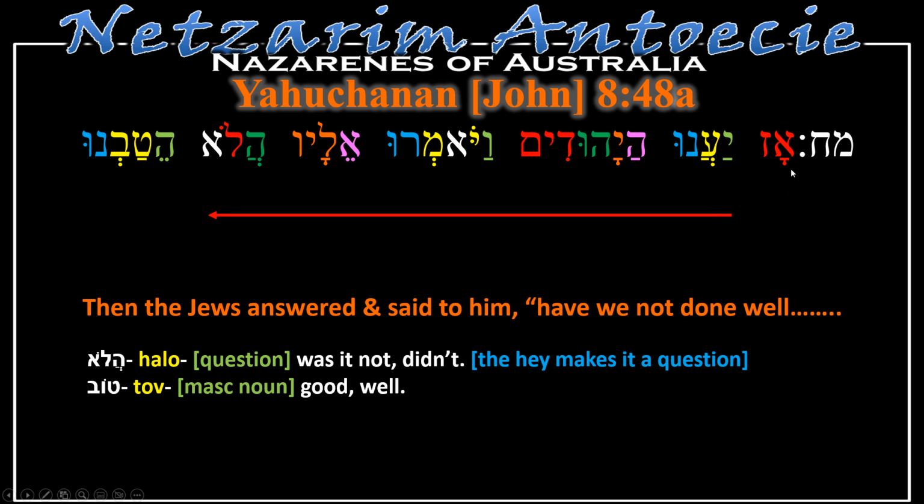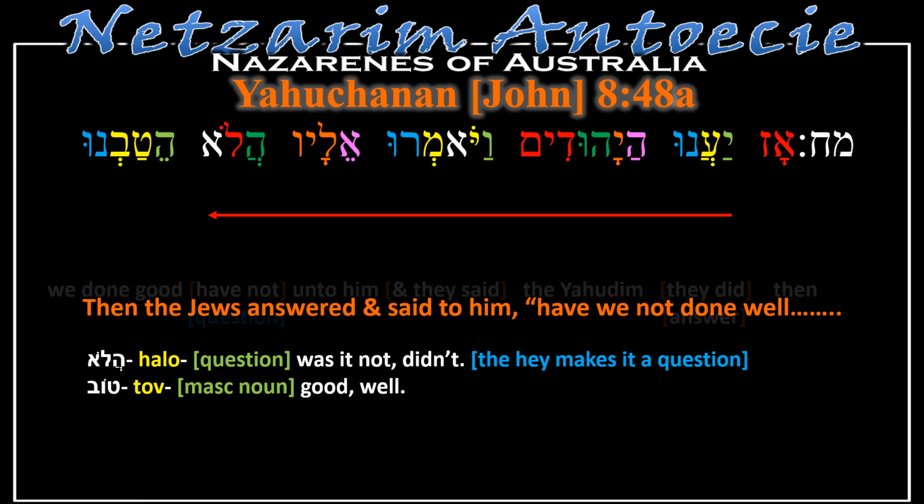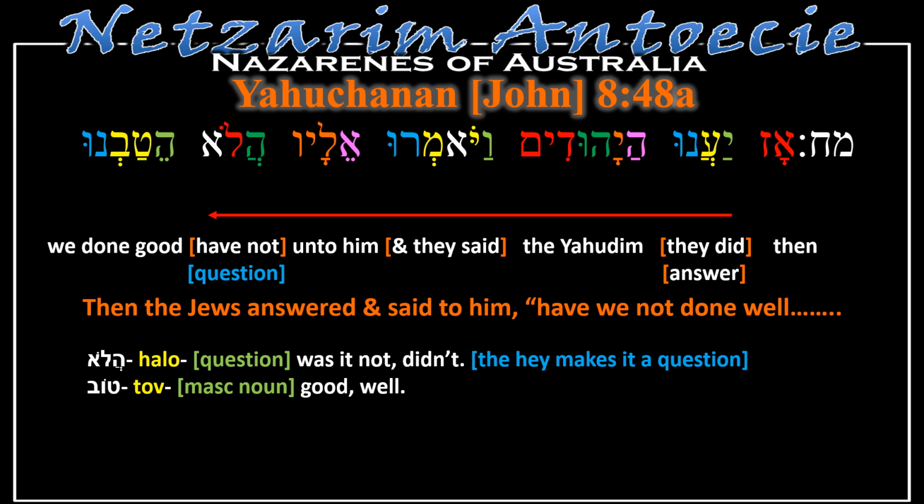And then we read, Az ya'anu ha-Yehudim vayomru elav, halo hetavnu. Then they did answer, the Yehudim, and they said unto him, have not we done good. And of course the translation, then the Jews answered and said to him, have we not done well? So they're using the word well, though the root's the same, good or well, the same thing.